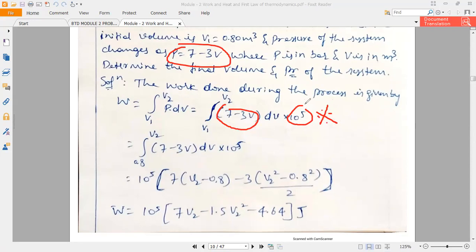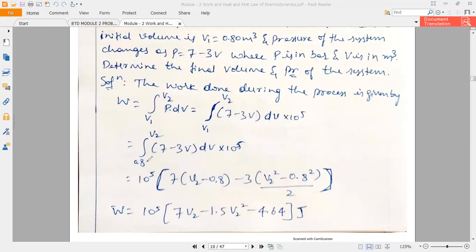This is very, very important because P is in bar. You have to substitute this value here. In some problems, P is in kilopascal. In that case, 10 to the power of 3. Here it is clearly given. It is in bar, so multiply by 10 to the power of 5. If you forget this one, you won't get the correct value.